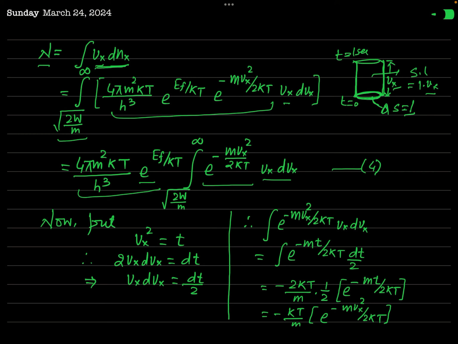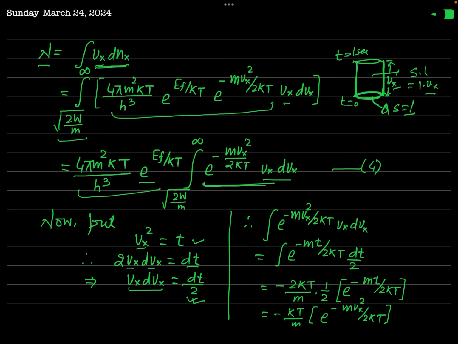Now you can see how this integral will be evaluated. Actually, this integral can be evaluated by a method of substitution. For evaluating this integral, let us suppose that vx square is equal to t. Now take the differential. When you take the differential of vx square, this will be 2 vx dvx, and the differential of t will be dt. So vx dvx will be equal to dt over 2.